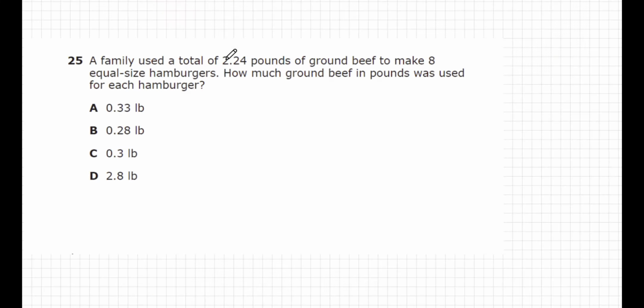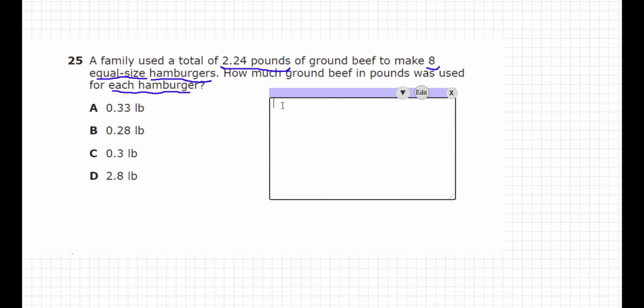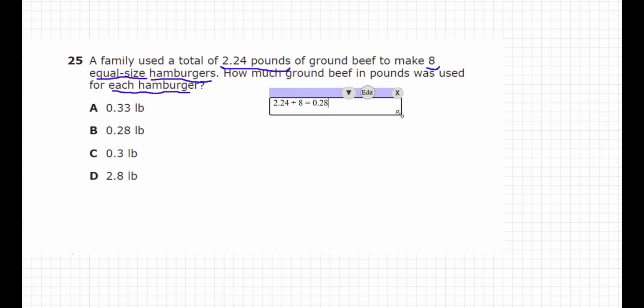Question number 25. A family used a total of 2.24 pounds of ground beef to make 8 equal-size hamburgers. How much ground beef, in pounds, was used for each hamburger? To determine how much ground beef was used for each hamburger, let's divide the total amount of ground beef, which is 2.24 pounds, by the total number of hamburgers, which is 8, resulting in 0.28 pounds of ground beef. So B is the correct answer.